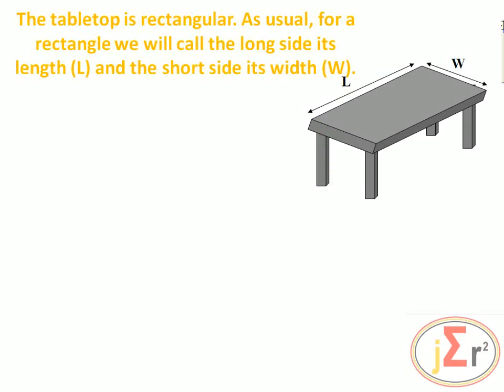The tabletop is rectangular. As usual, for a rectangle, we call the long side its length, and the shorter side we call width. Somebody will call it the breadth, to say how broad it is. So we have length and breadth, or we have length and width. Do not forget, opposite sides of a rectangle are equal.